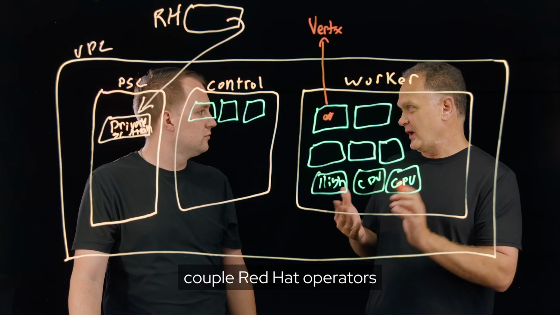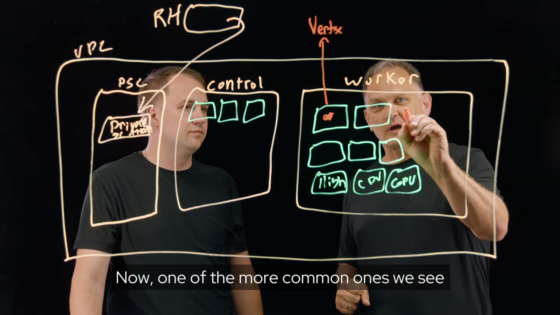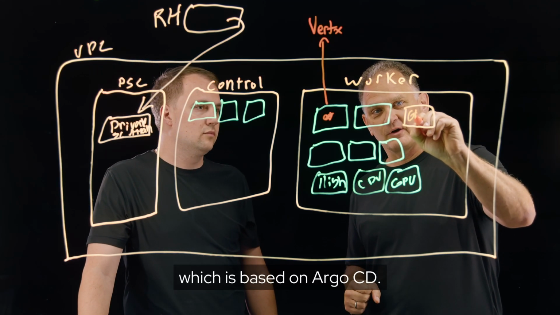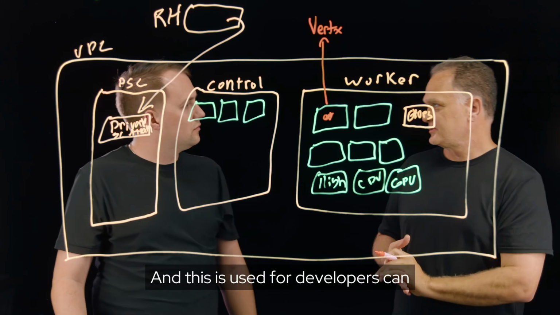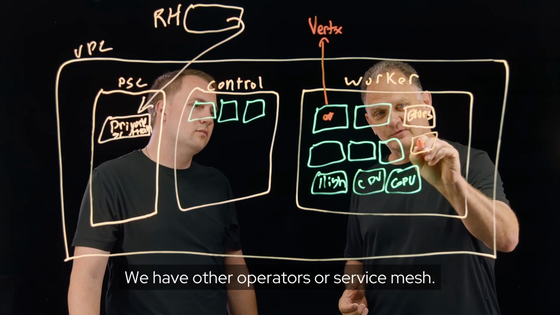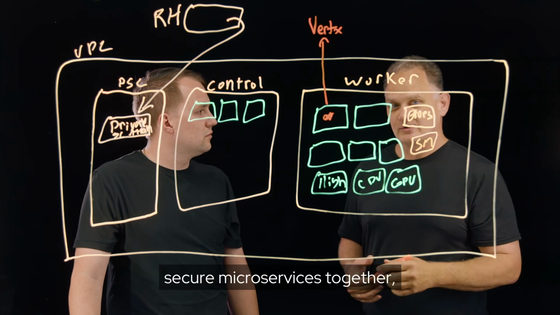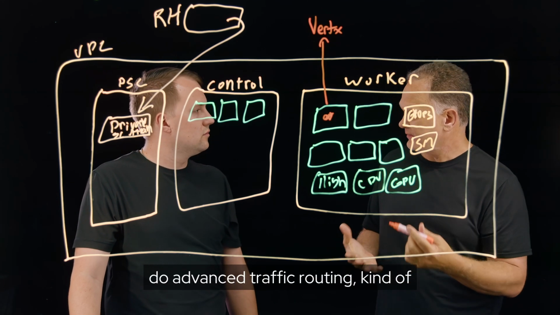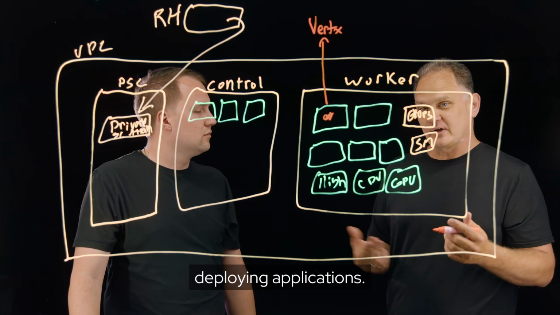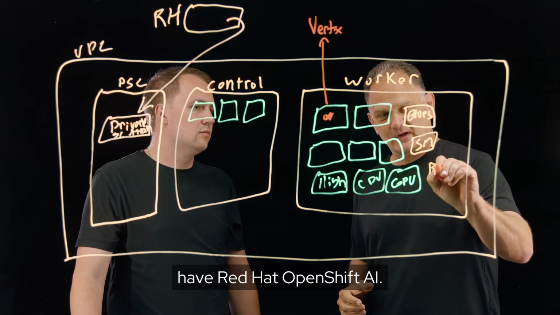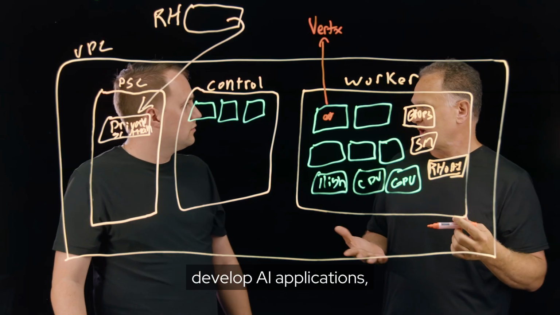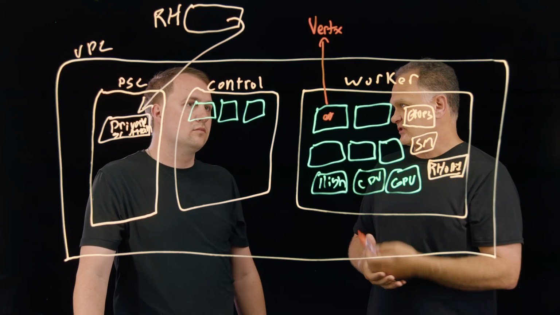Let's talk about a couple of Red Hat operators that come with OpenShift. Now, one of the more common ones we see is OpenShift GitOps, which is based on Argo CD. Developers can use it to deploy applications into the cluster. We have other operators for service mesh. This can be used to secure microservices together, do advanced traffic routing, and abstract some of the technical details so developers can focus on what's important to them, deploying applications. And then, of course, we have Red Hat OpenShift AI. This can be used to develop AI applications, generative AI applications, along with integration with Vertex.